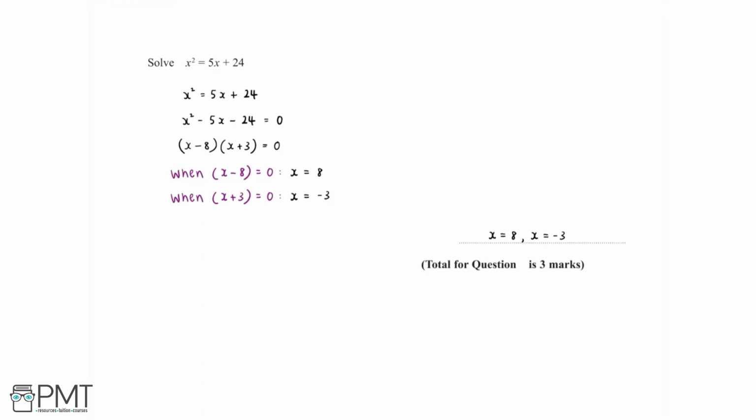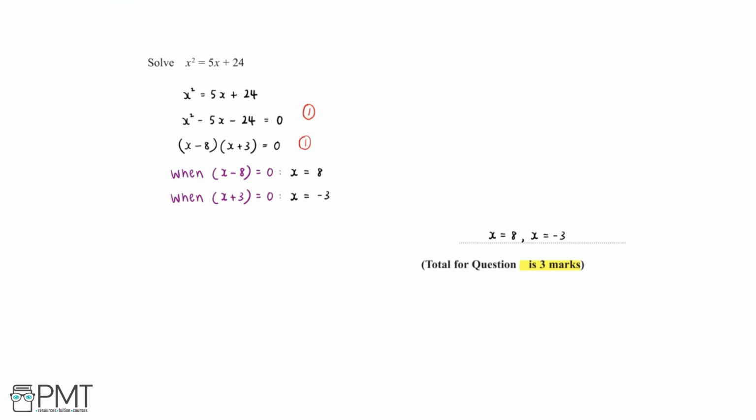Now this question is worth 3 marks. We get the first mark for rearranging and saying that x squared minus 5x minus 24 equals 0. We get the second mark for factorizing and for saying that x minus 8 multiplied by x plus 3 is equal to 0.